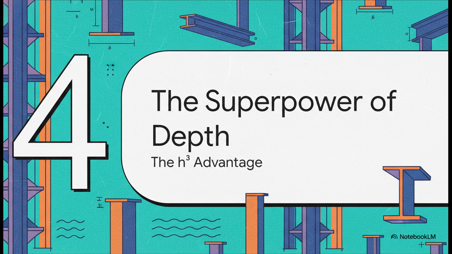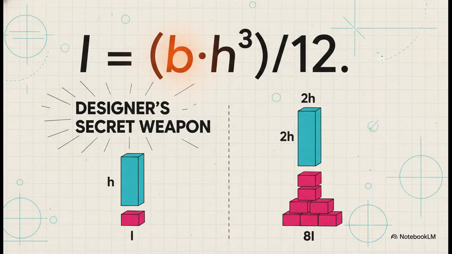And seriously, if you take one thing away from all of this for your life as a designer, this is it. It's the absolutely unbelievable impact of a beam's depth. Now, don't get scared by the formula. Just look at one tiny part of it. See how I equals base times height cubed divided by 12? The width, b, is just b, but the depth, h, is raised to the power of 3. That little 3 isn't just a number. It's everything. That is your secret weapon as a designer.